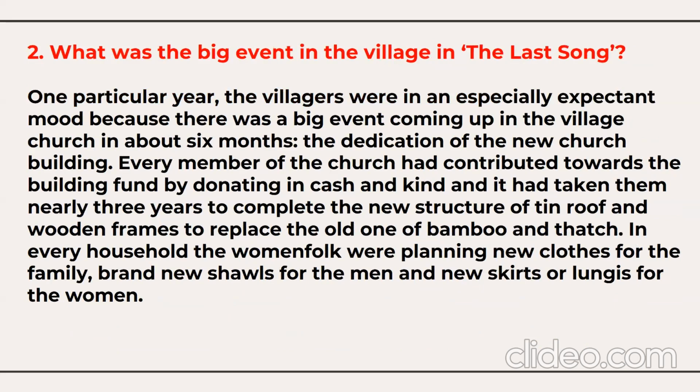What was the big event in the village in The Last Song? Question number 2. One particular year, the villagers were in an especially expectant mood because there was a big event coming up in the village church in about 6 months: the dedication of the new church building. Every member of the church had contributed towards a building fund by donating in cash and kind, and it had taken them nearly 3 years to complete the new structure of tin roof and wooden frames to replace the old one of bamboo and thatch.